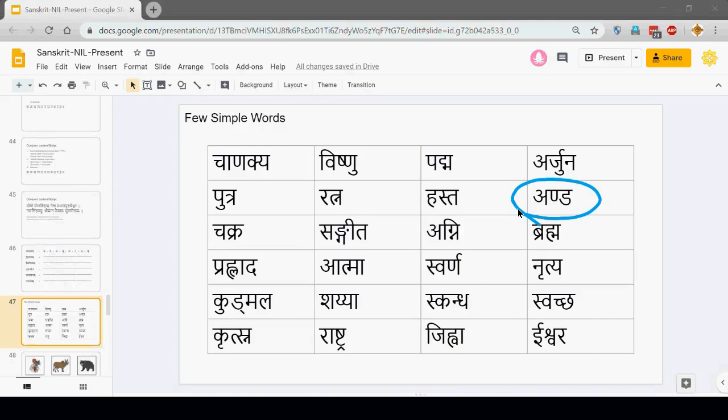Anda. So first there is a, and after a comes the consonant part, the consonant of this na. Like in Chanakya there was full na with the a sound. Here there is no a sound, just the vowel part. So half na is written like this. If you want to write it separately, you can write it with the oblique line at the bottom, na and then da. Anda is egg.